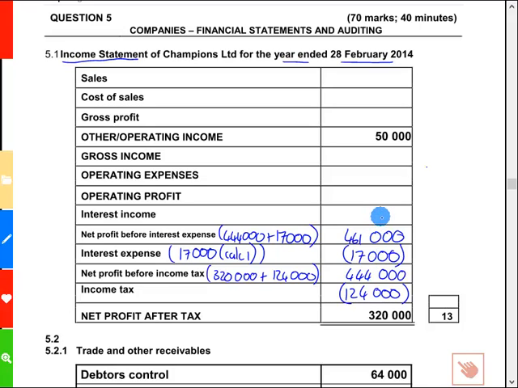Right, next one. Now we don't know what my interest income is, or do we? Do we know what it is? Was it not given?